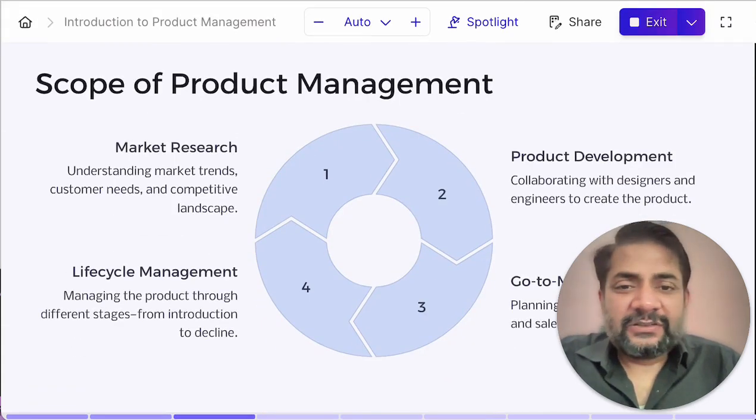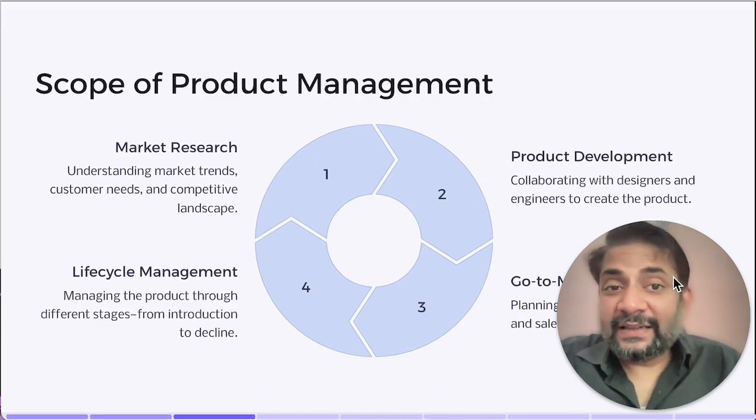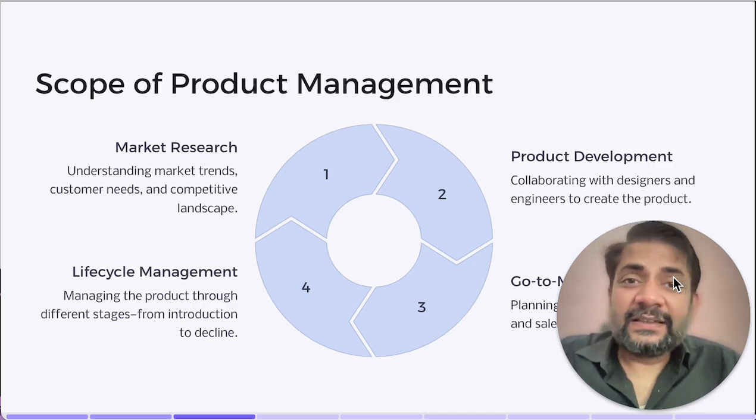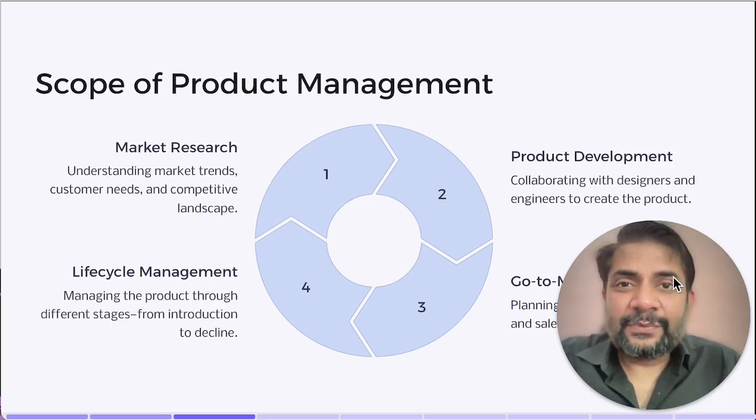The scope of product management is broad and multifaceted. It intersects with various departments such as engineering, marketing, sales, and customer support. So here is a breakdown of its key areas. Market research, understanding market trends, customer needs, and the competitive landscape. Product development, collaborating with designers and engineers to create the product. Go-to-market strategy, planning the launch, marketing, and sales strategies. And lifecycle management, managing the product through different stages from introduction to growth, maturity, and decline.